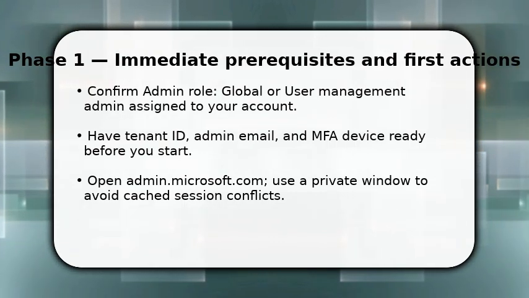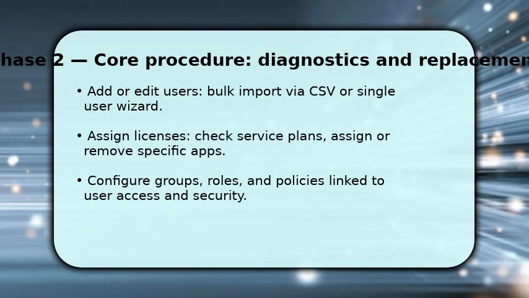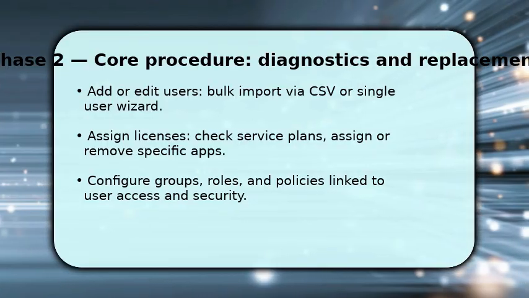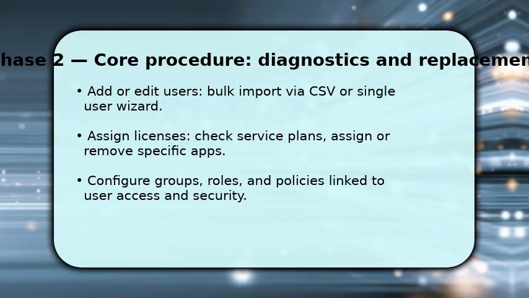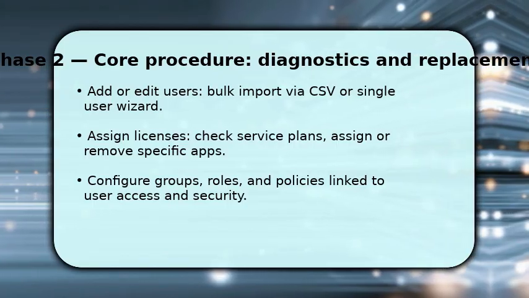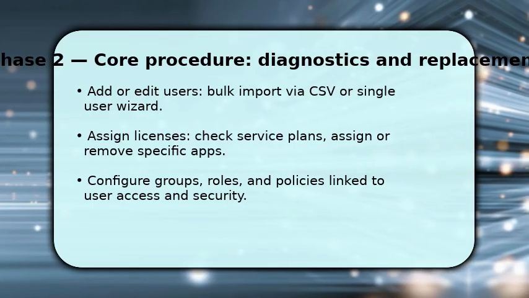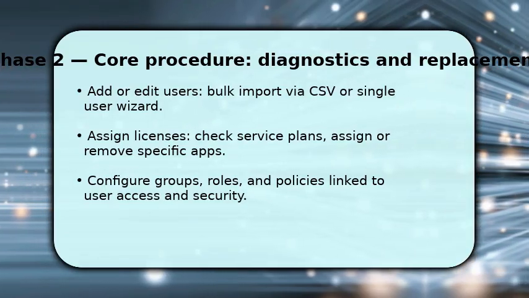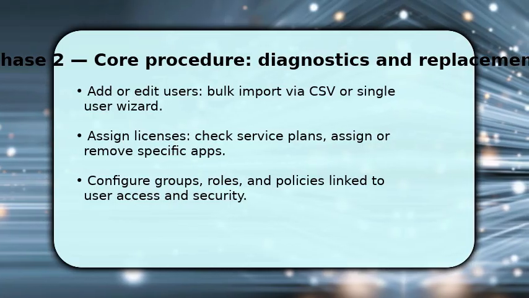Click Users to begin. Once in Users, add a new user or import many via CSV. Bulk import saves time for larger orgs. Assign licenses immediately. Open the license pane and pick plans, then toggle specific service plans if you need to limit apps. Make sure to add users to relevant groups so policies and mail routing apply automatically.